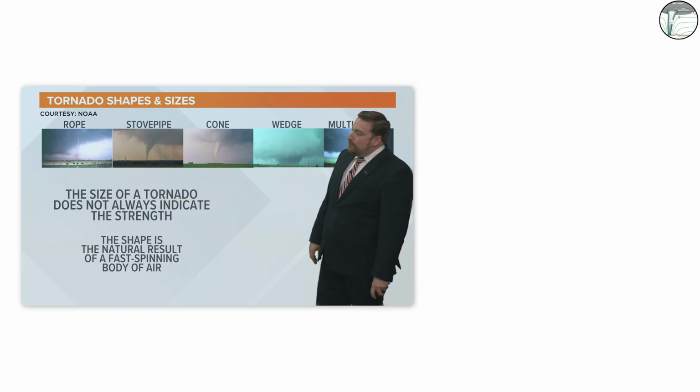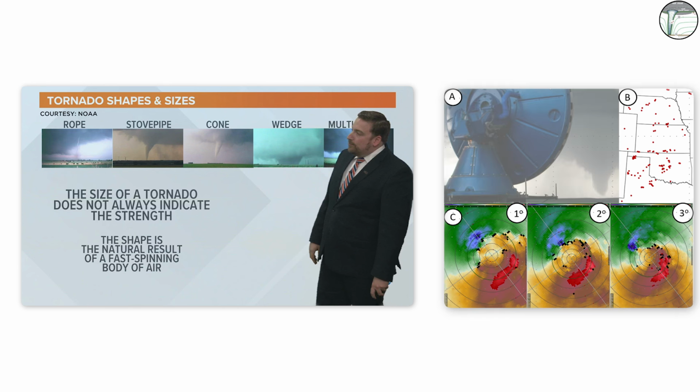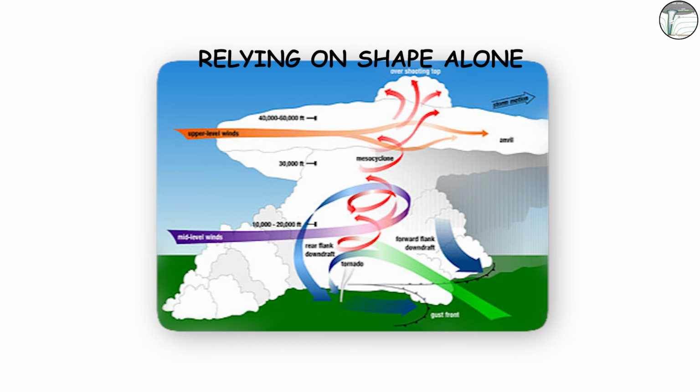Meteorologists use a combination of ground surveys, Doppler radar data, and damage assessments to determine a tornado's true strength. Relying on shape alone can lead to dangerous misjudgments about the threat level.